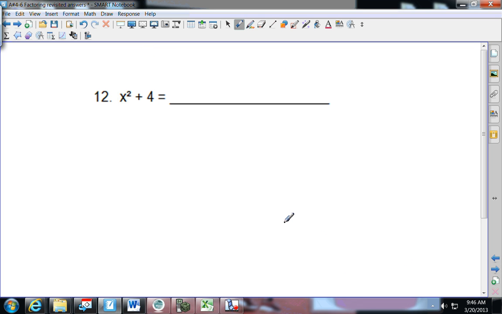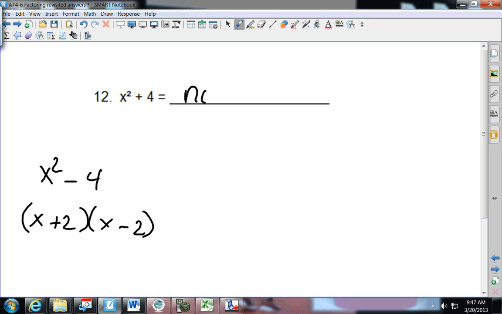Number 12. It says x squared plus 4. First off, it only has 2 terms. The problem is, if it was x squared minus 4, it would be the difference of squares. Difference because it's subtraction, and it would be plus 2 and minus 2. When there is a plus sign in between and there are only 2 terms, this is not factorable. The only thing you can look for here is a GCF to pull out. There is no GCF to pull out, so there's nothing you can do here on 12.